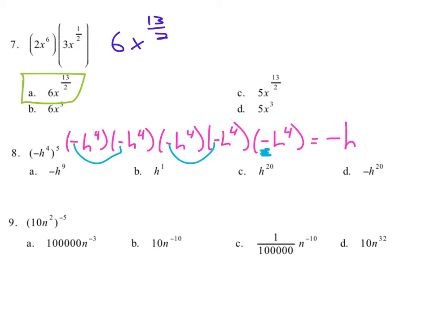Okay, now let's deal with the exponent. We've got an h, and whenever you have a power raised to a power, you have to multiply those and you get h to the 20. Okay, so that's our answer.